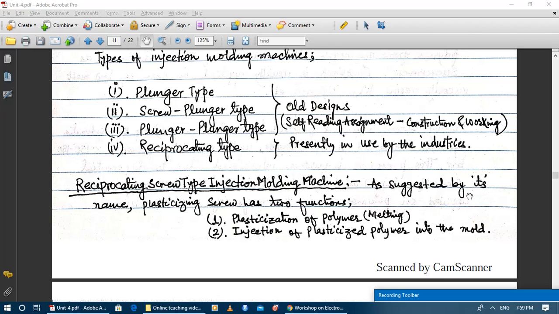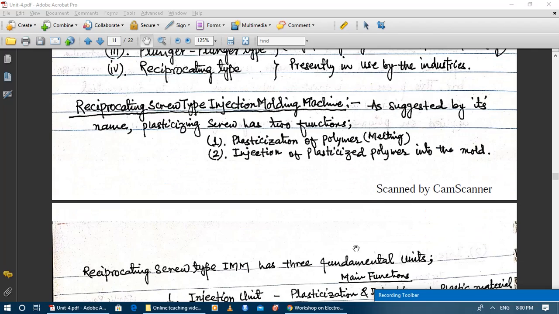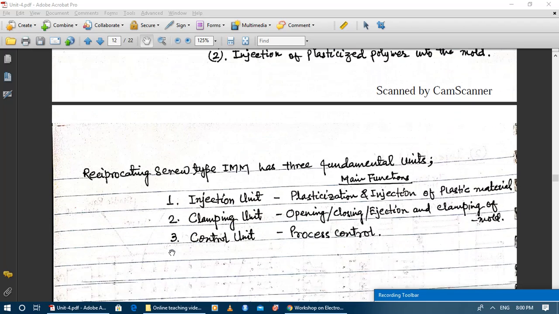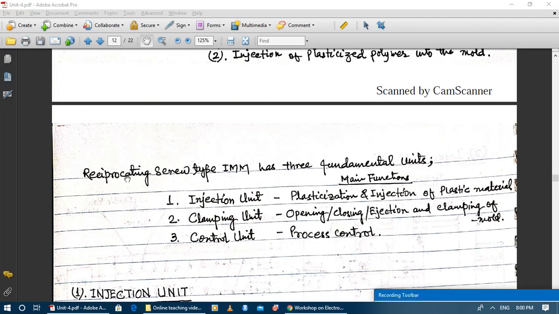So as suggested by its name, the plasticizing screw has two functions. The first is plasticization of polymer, that is the melting, which is accomplished by the rotation of the screw, shear mixing and heating, so the polymer will get plasticized or melted inside the screw barrel. The second is injection of plasticized polymer into the mold, which is an operation similar to the plunger type injection molding machine.